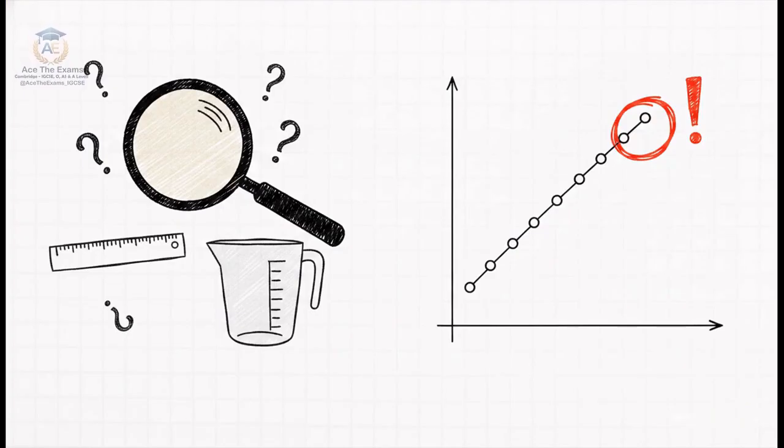First off, check the headers. Force and extension. Yeah, but measured in what? Newtons? Centimeters? Millimeters? Missing units in your tables will literally cost you marks immediately.